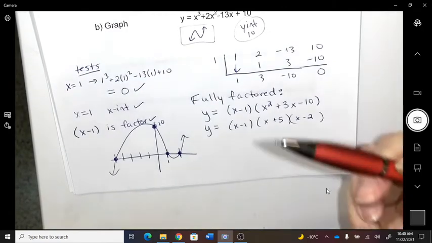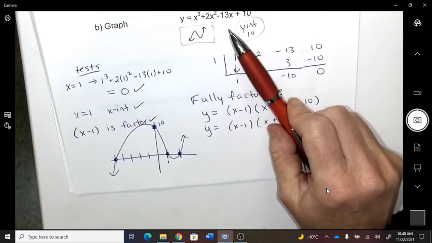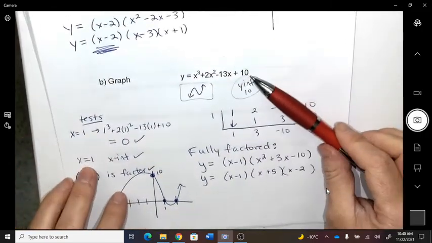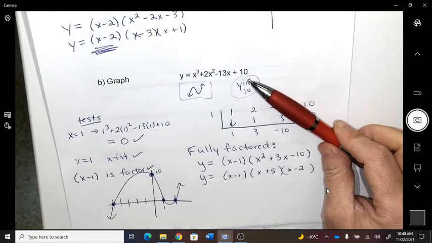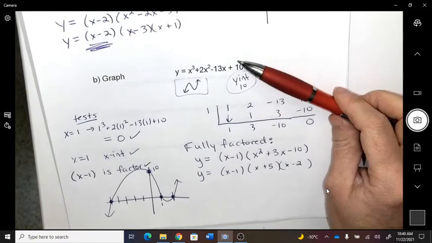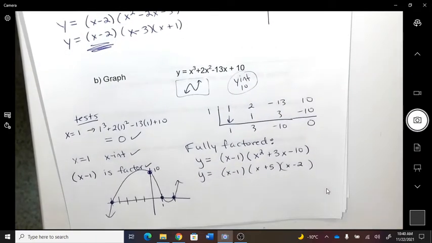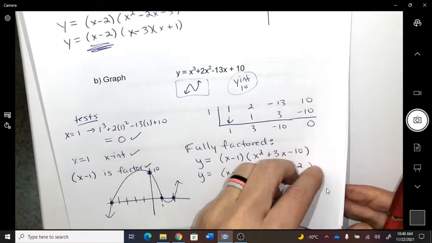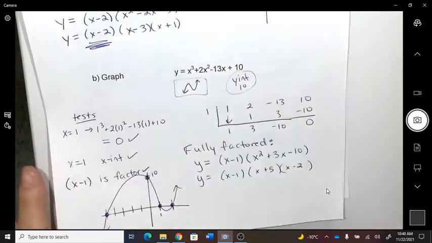Okay? So you're for sure going to get a question that starts like this, where you're going to have to test something. Like I give you no info, but the question might say graph. The question might say, write as a fully factored equation, or it might say, state all the x-intercepts.